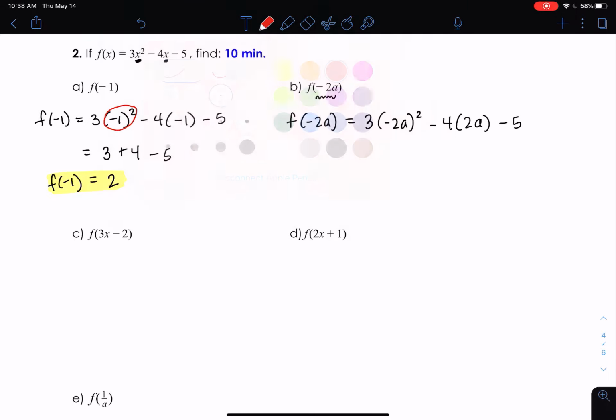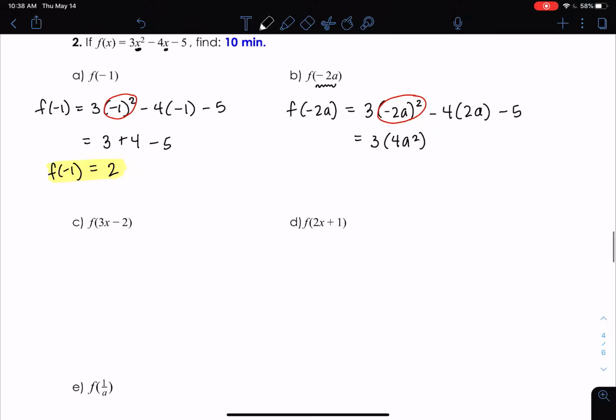So again, exponents first, -2a times -2a gives me positive 4a squared. Next, let's multiply. That gives me negative 8a minus 5. So we're almost done. Let's just simplify this. And we're done. There's no like terms. Let's just make sure our left-hand side is clear, and we're good to go.